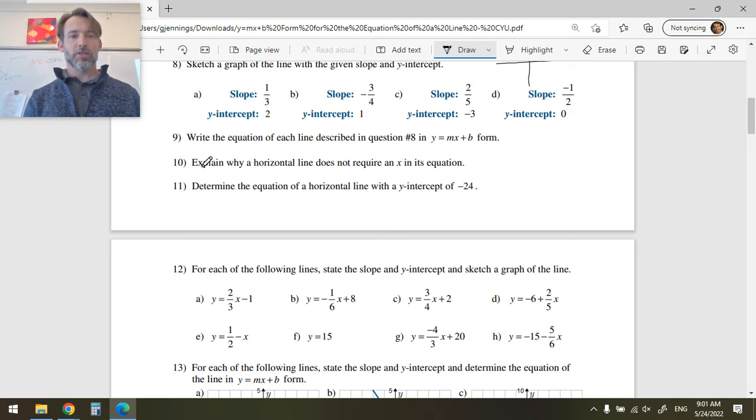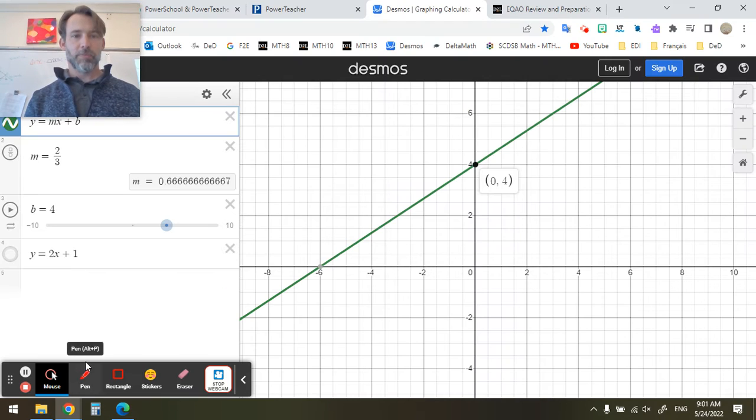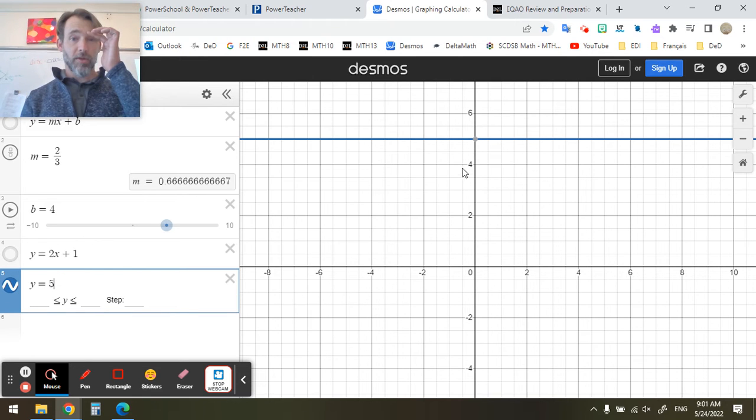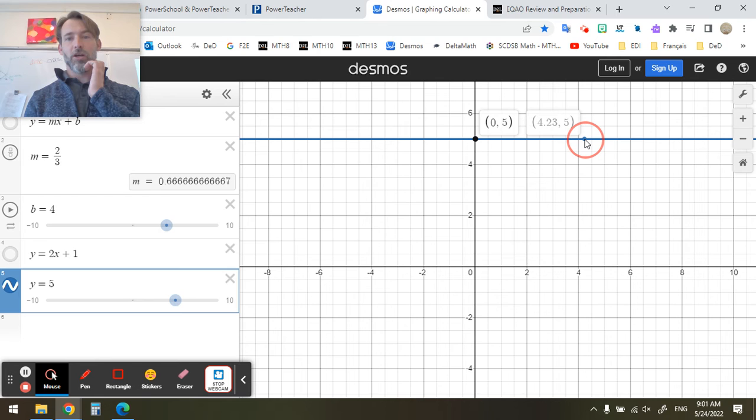Now, what about horizontal lines? What are we looking at when we have horizontal lines? Well, let's draw a horizontal line in Desmos. A horizontal line actually won't be of the form y is equal to mx plus b. It'll just be something like y is equal to 5. There. Horizontal line, y is 5 all along the length of this line. Notice x is changing, and y is always 5. Why doesn't this need an x in there?